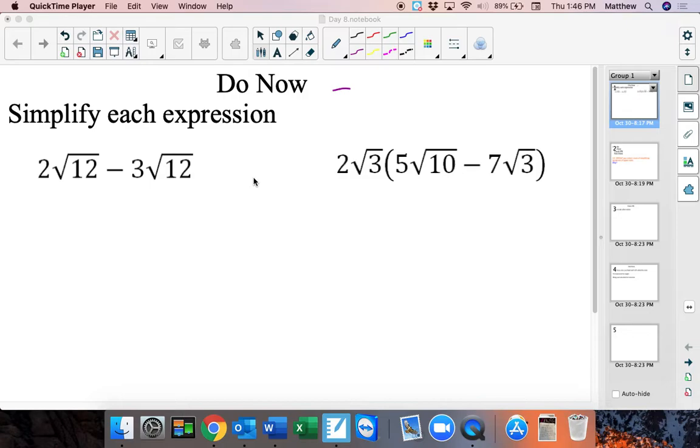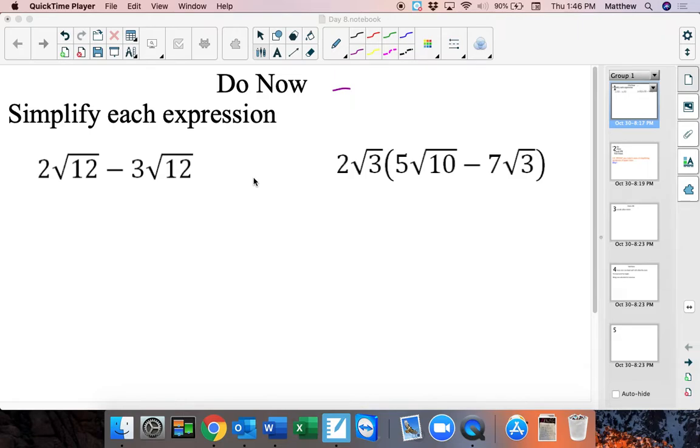POM students, this is day 8. Changed colors a little bit, some purple action going on here, and this will hopefully be viewed either Monday, March 23rd, or most likely Tuesday, March 24th. So this will be the day that we'll assess on simplifying radicals.